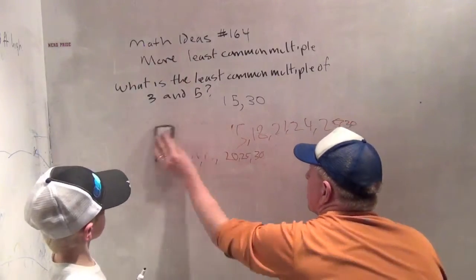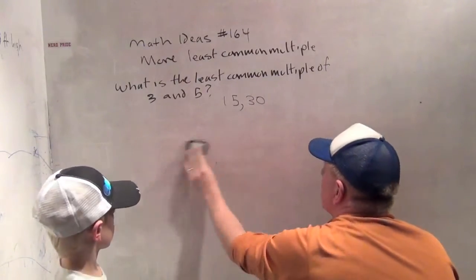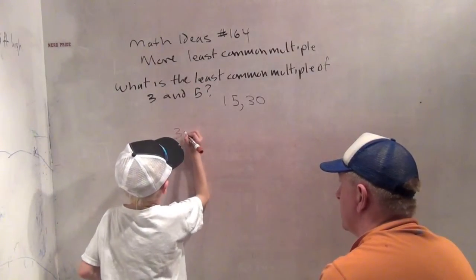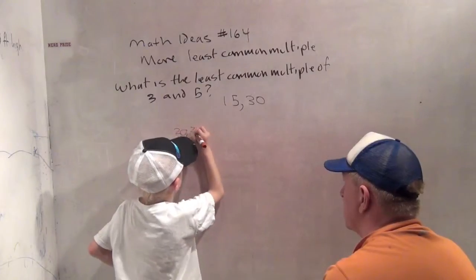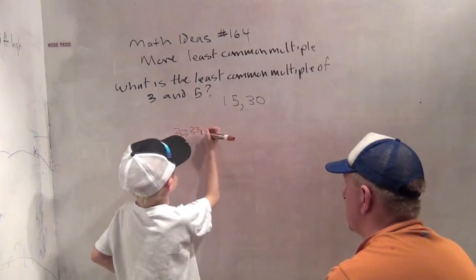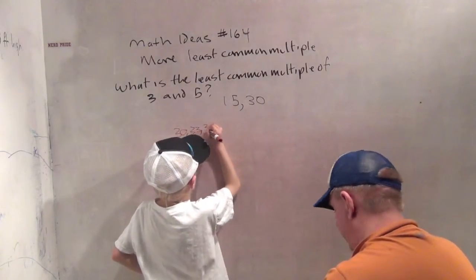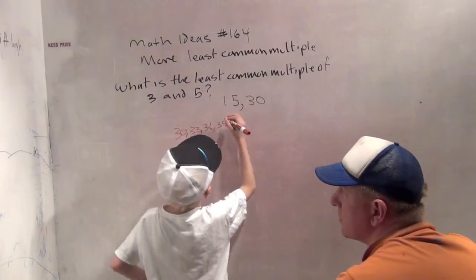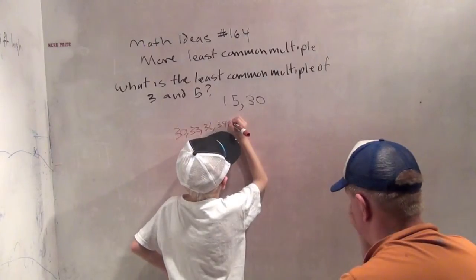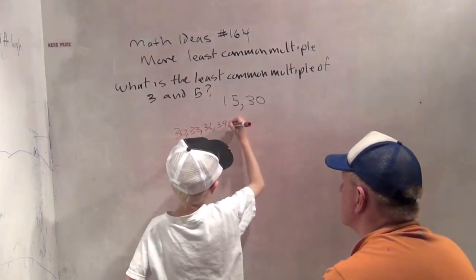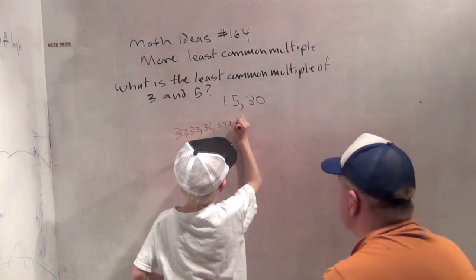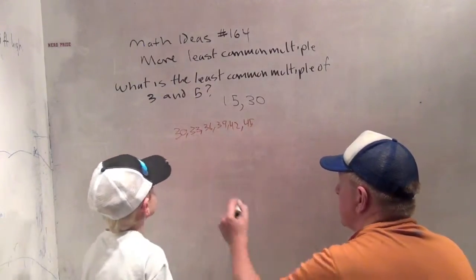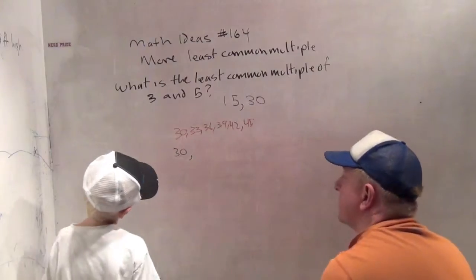Yeah. Okay, so let's erase. So why don't you start at 30 and count by threes? 30, 33, 36, 39, 42, 45. Okay, now start at 30 and count by fives and see what you get.